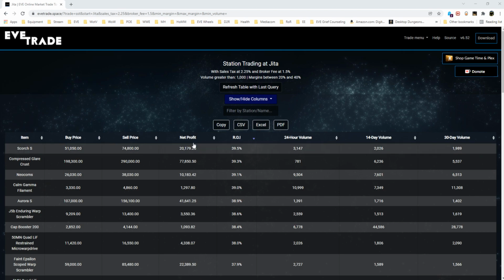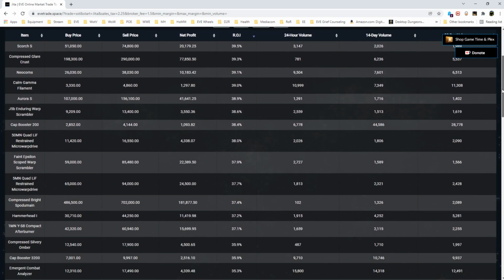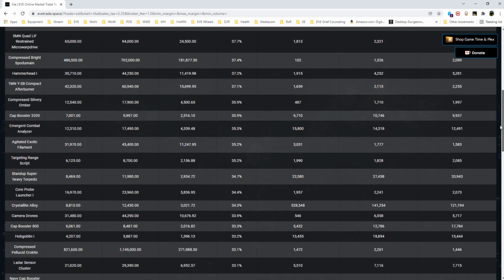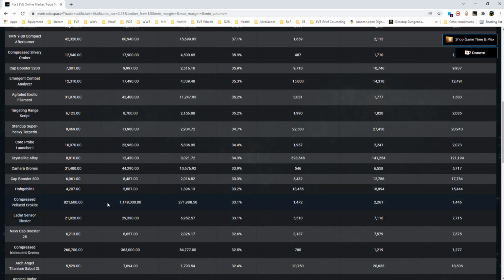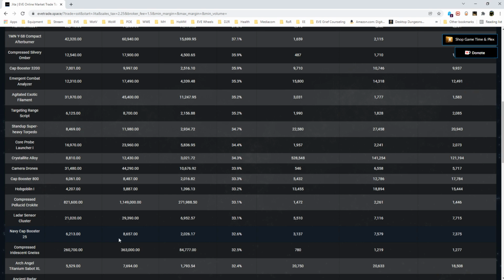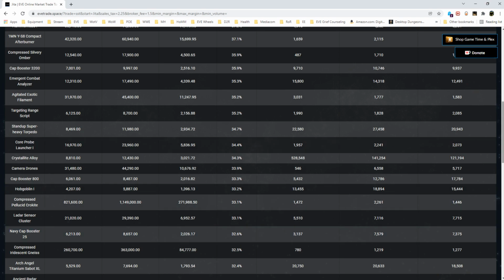Let's say, I'm trying to think of a good example. These are all pretty cheap items though. Sometimes it'll come back with an item that's in the millions, but these items are very accessible to brand new players. Compressed Crokite here is a good example of how you'd have to invest a lot more to buy up units. But yeah, you always look through these items.